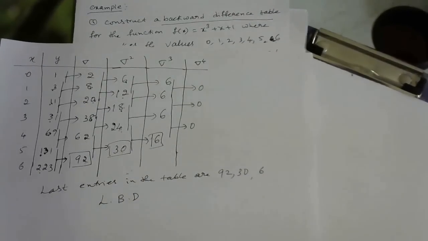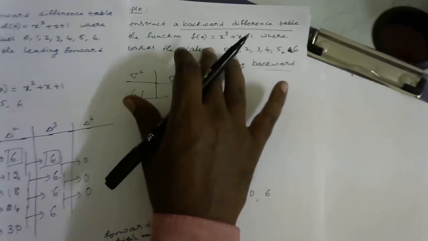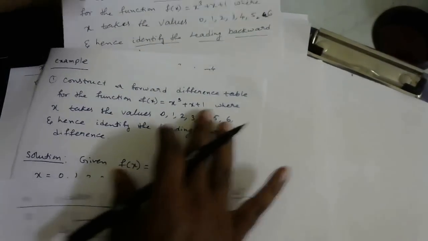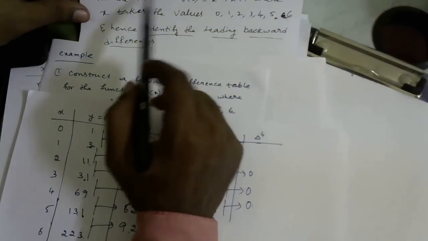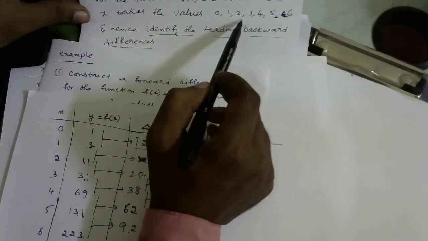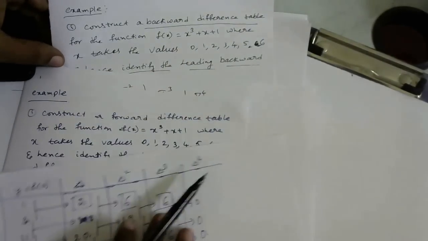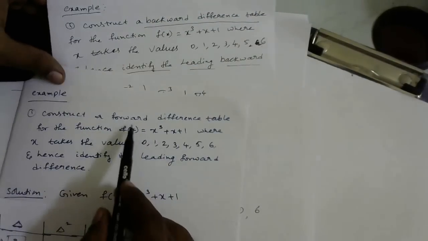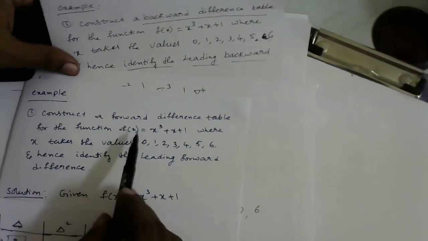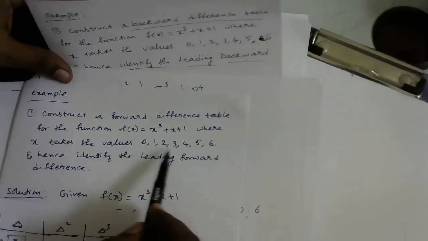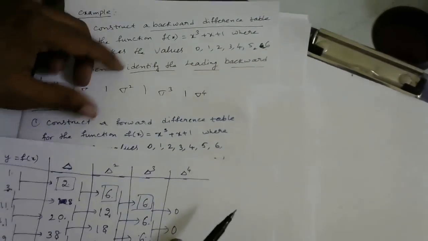So here next. Last class we did the forward difference table. Look at these two problems here: construct the backward difference table. Today I did the same function, with the same x values. In the previous one I did the forward difference table for the same function, and the x values are also the same. So look at table one.